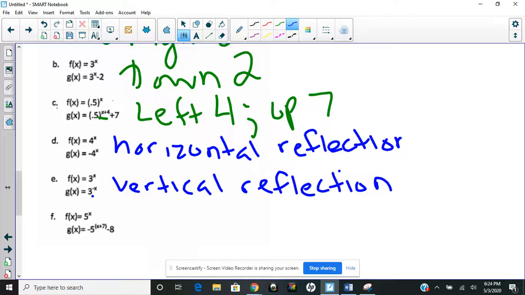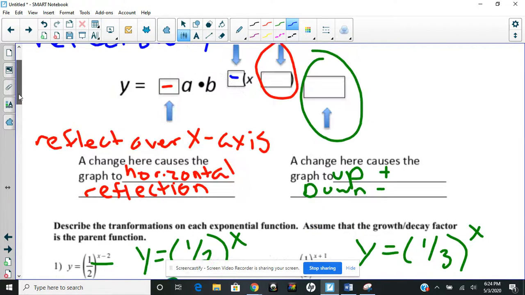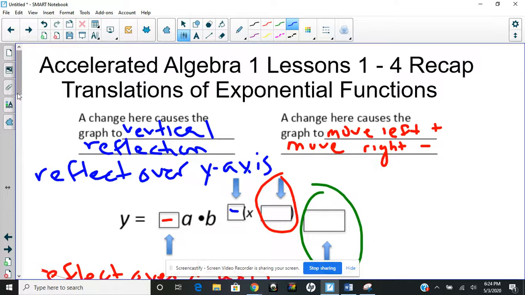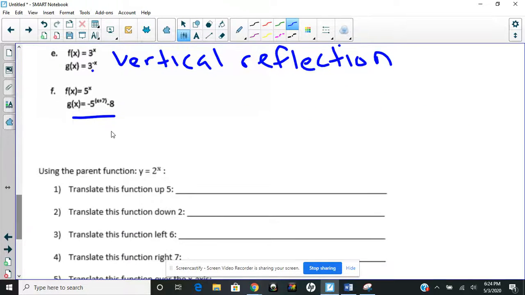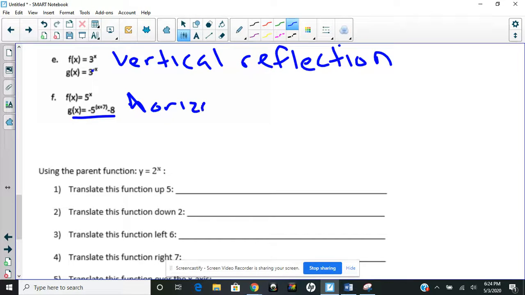So we're going to start from left to right to try to figure out what's going on here. The first thing is the negative in front of every single thing. So I can go back up to my rules and I say, okay, I have a negative right here. That's going to be my horizontal reflection. So I'm going to say horizontal reflection.